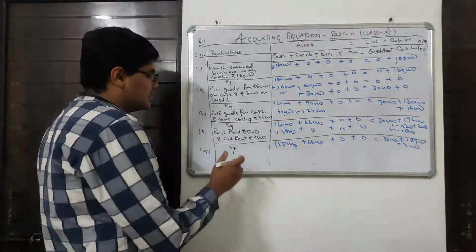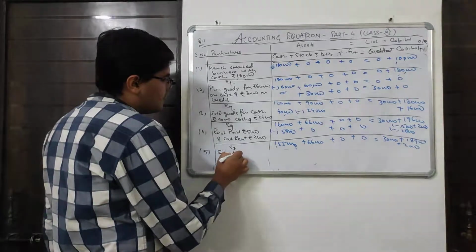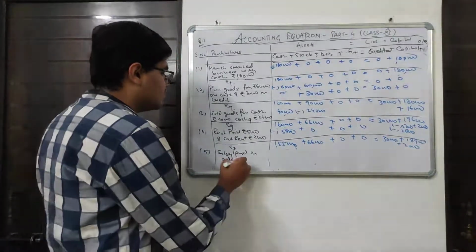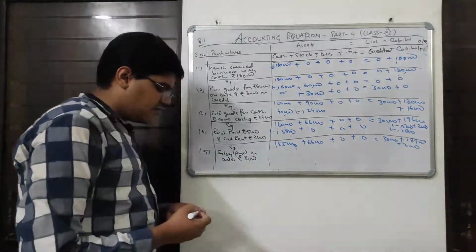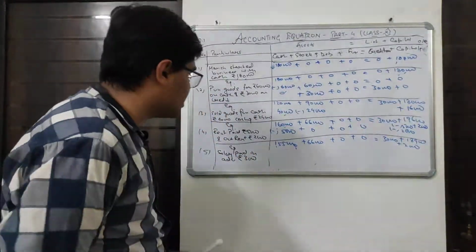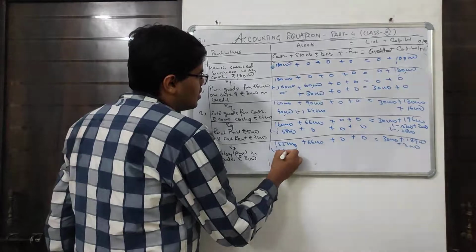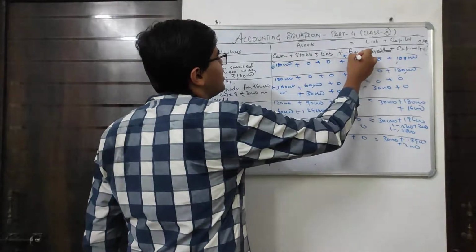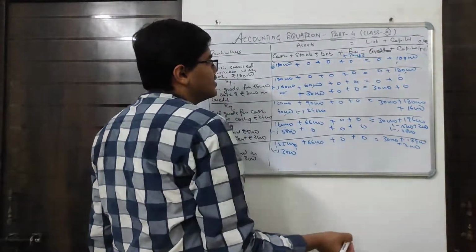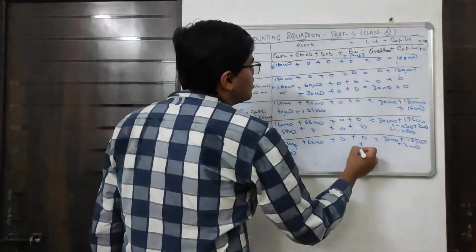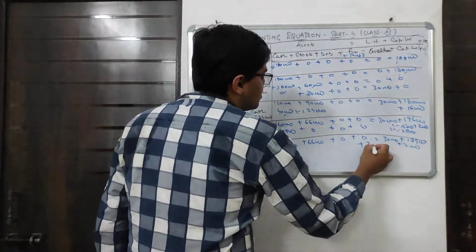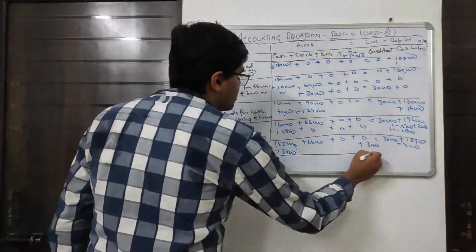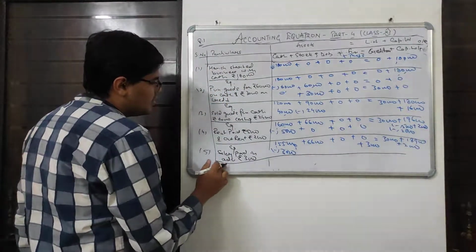Salary paid in advance, rupees 3,000. Since we have paid the salary in advance, first of all cash goes down by 3,000, and now the advance will be treated as prepaid. You can write here prepaid salary, it will be treated as an asset because it is not due. So here we can write 3,000. So now our equation gets balanced. You can write here the final equation.